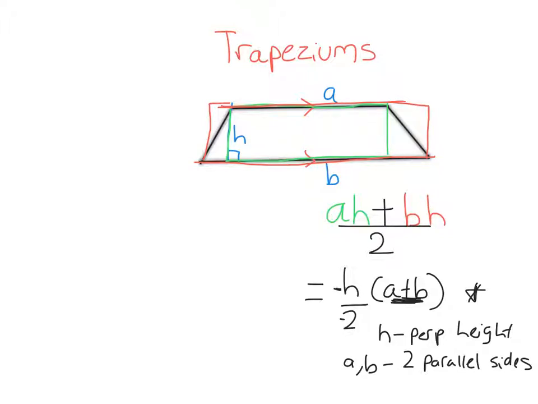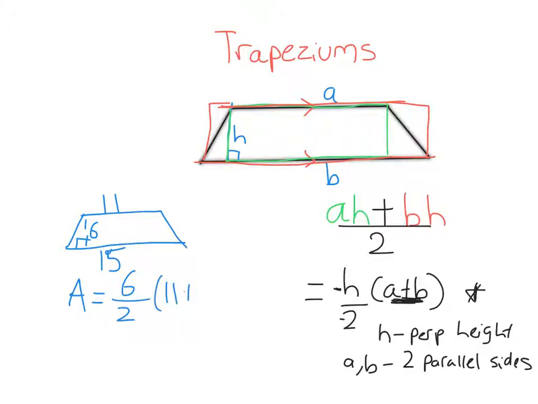Let's have a look at a couple of examples. So what would be the area of this trapezium in blue? Well, we just follow the formula. Perpendicular height divided by 2, add up the lengths of the 2 parallel sides. So 11 plus 15 is 26. Times it by 6, divided by 2, and you should get 78. Again, if no units are written, you just write units squared.